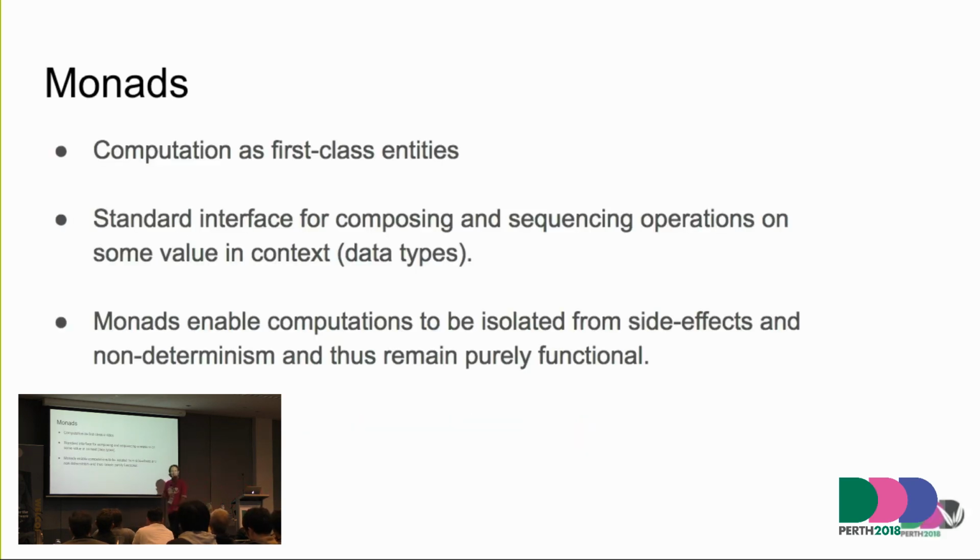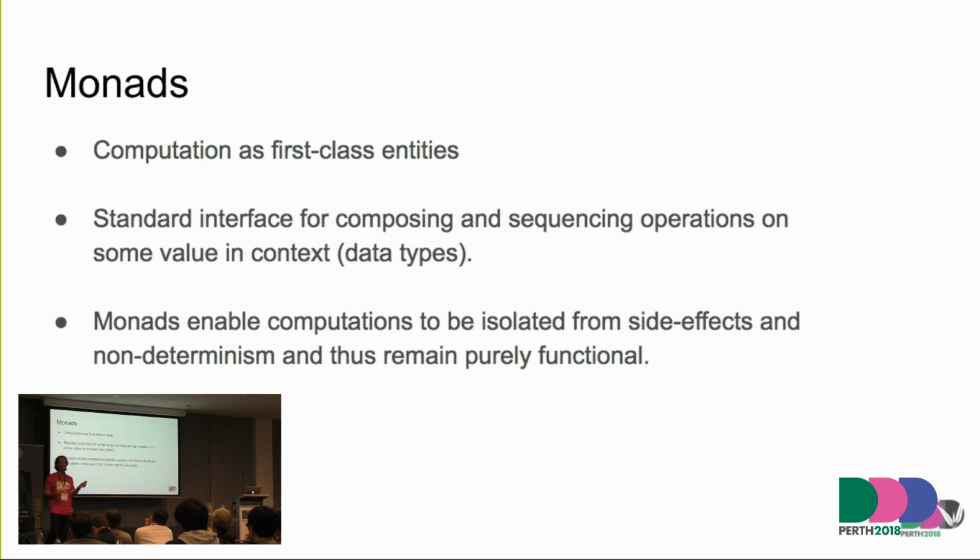Monads actually make computation a first-class entity. The actual process of calculating something now becomes something you can control in your program. We talked about functions being first-class entities, but now the idea of calling a function is now a first-class entity. We can manipulate that. We can do things before we call that operation, and we can do things after the operation. This is what we did with the maybe monad. It provides a standard interface for composing and sequencing operations.